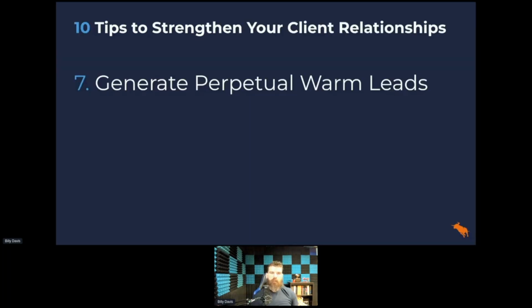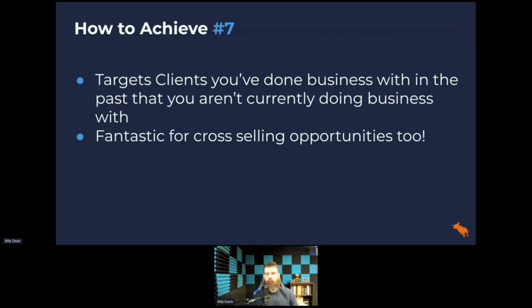Number 7 is around creating a perpetual system to generate warm leads, which every salesperson I've ever talked to that's put this in place gets really excited about. Obviously, leads are fantastic in and of themselves, but if they're qualified, if they're warm leads, that's even better. So if you get a perpetual system of that too, you take it to another level. So, how you can get this done.